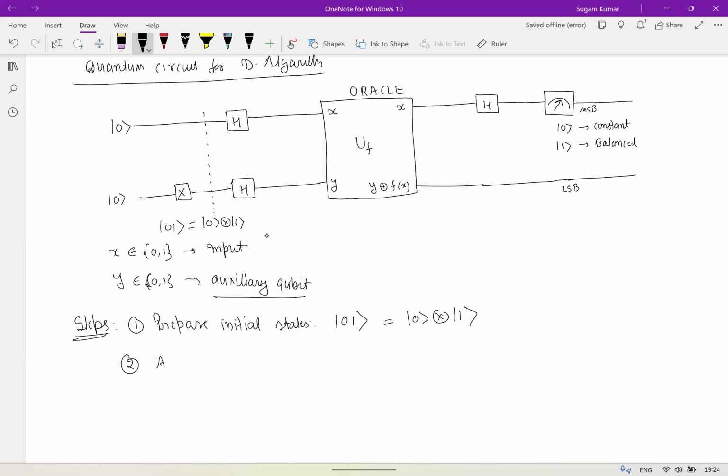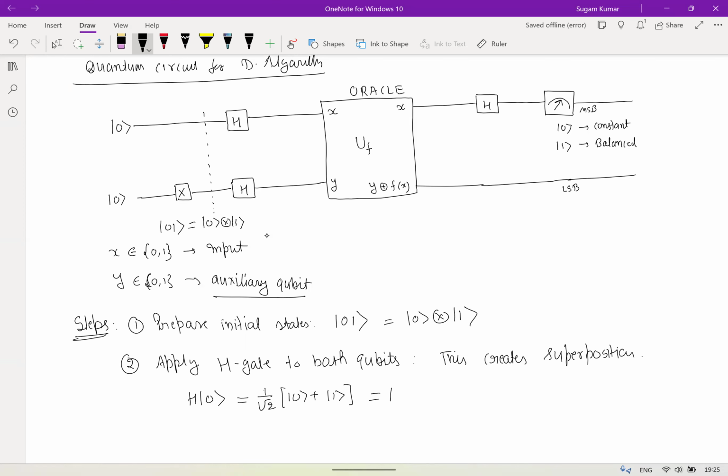Then the second step is to apply the Hadamard gate to both qubits. So this creates, tell me what this will do. It is going to create a superposition, correct? It means this H operating on the 0 is going to give 1 by root 2 times 0 and 1.